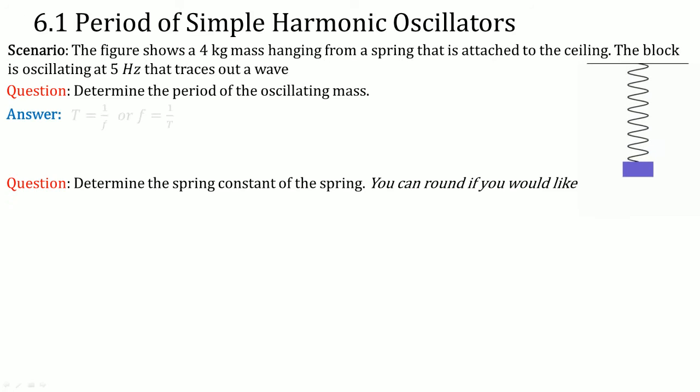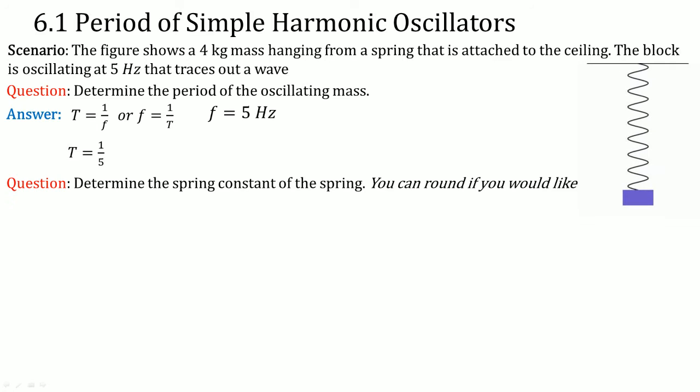The answer. The period T is equal to 1 over the frequency, or the frequency is 1 over the period T. Here we are given that the frequency is equal to 5 Hz. So you're going to use the first formula. T is equal to 1 over f. Plugging in f is equal to 5, the period here is 1 over 5, which is equal to 0.2 seconds.